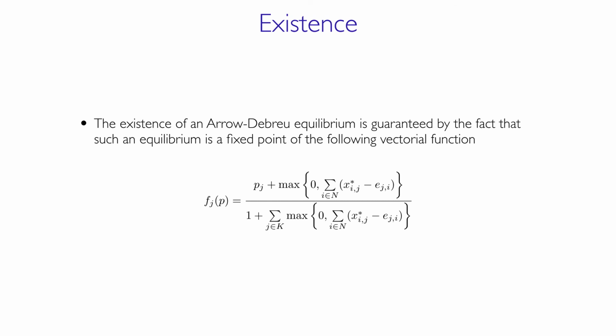The existence of an Arrow-Debreu equilibrium is guaranteed by the fact that such an equilibrium, as the Nash equilibrium, is a fixed point of a vectorial function, that one reported in the slide.